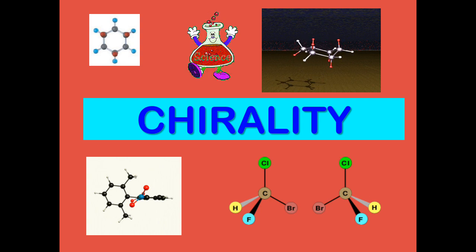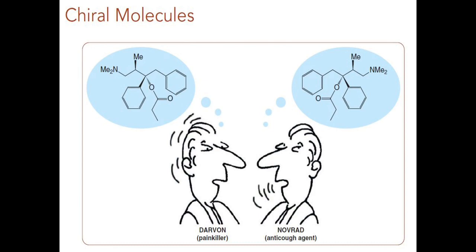So let us first understand this concept of chirality with common objects that we see in our day-to-day life and some examples, and then we will extend this concept to chemistry. In this slide you can see two molecules, one on the left and one on the right. Both are enantiomers of each other, meaning they are actually the same molecule, but only the stereo descriptor is different. The first one is Darvon. This molecule is a painkiller, whereas the second molecule, called Novrad, is an anti-cough agent. So we have to realize how important this concept of chirality is: in the same molecule, only the stereo descriptor or the enantiomer is different, and the properties change completely. One is a painkiller whereas the other is an anti-cough agent.